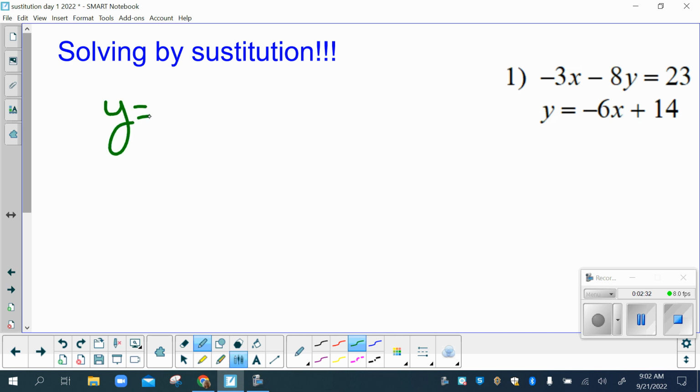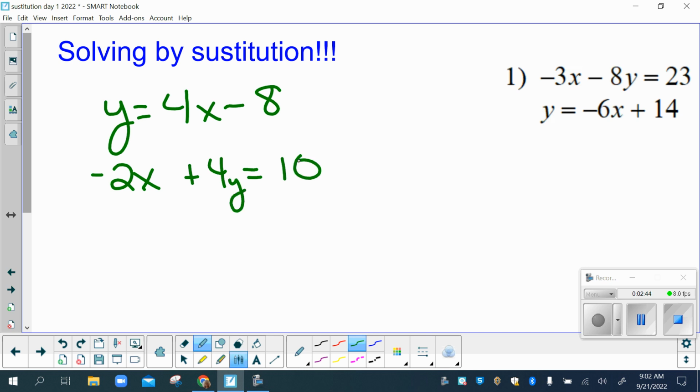So y equals 4x minus 8, and negative 2x plus 4y equals 10. So let's talk about what we're doing here. We're looking for a magical pair that works for both equations. The same number for x will work, and the same number for y will work. And we want to see, is there a magical pair to do that? So the first method that we're going to relearn is called substitution.